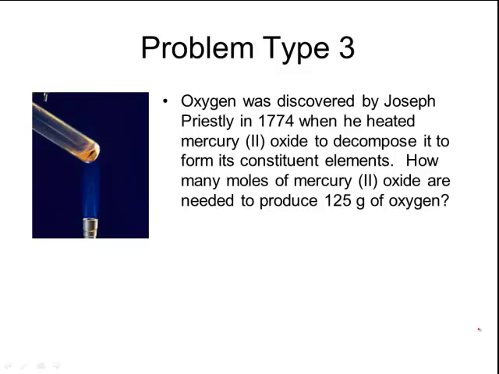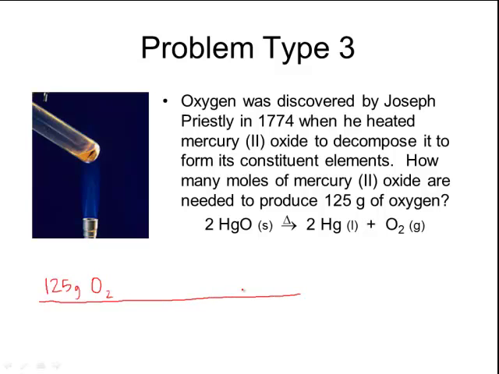Your balanced chemical reaction should be 2 mercury oxides yields 2 mercuries plus oxygen. To set up my T-chart, I'm going to start with the value that is given to me. In this case, it's 125 grams of oxygen. And so this is the grams of substance A. From grams of substance A, I can go to moles of substance A, which is still going to be oxygen. And then I can go to moles of whatever I'm solving for, in this case mercury oxide.